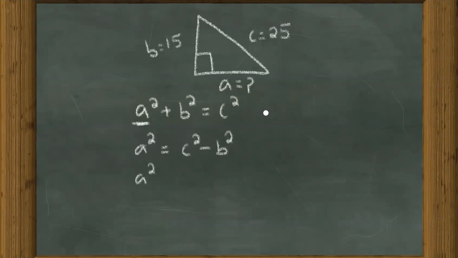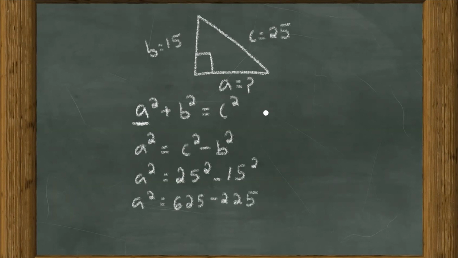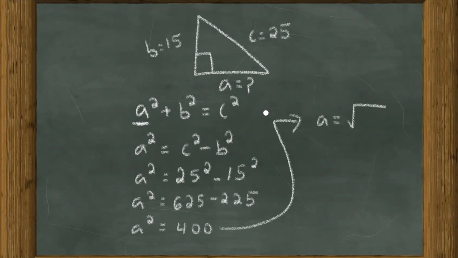And now I'm just going to plug in the numbers as we were doing before. So a squared is equal to c squared. In this case, c is 25 minus b squared, and here b is 15. Then I'm going to rewrite this, taking the squares. So a squared is equal to 25 squared, which is 625, and minus 15 squared, which is 225. Now when I subtract this out, I have a squared is equal to 400. I'm going to take the square root. So a is equal to the square root of 400. And the square root of 400 is 20.